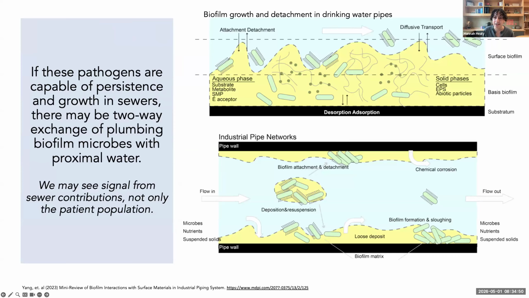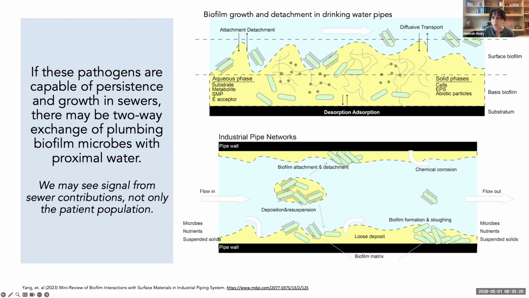And it matters if these are growing and persisting in our sewer biofilms because there tends to be a two-way exchange between microbes that grow in biofilms and their proximal bulk water. So this is something that is very well demonstrated in drinking water systems, and those are some of the diagrams I'm showing here, where organisms from the bulk water can seed biofilms where they grow and persist. And then they can go back into the bulk water through dispersal or sloughing mechanisms.